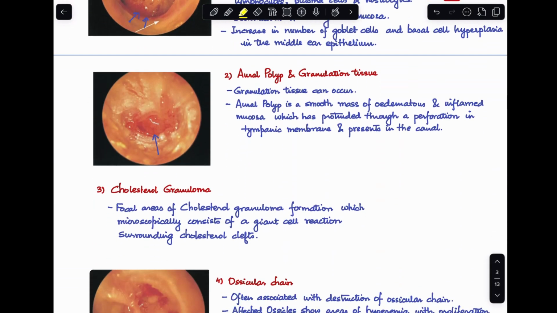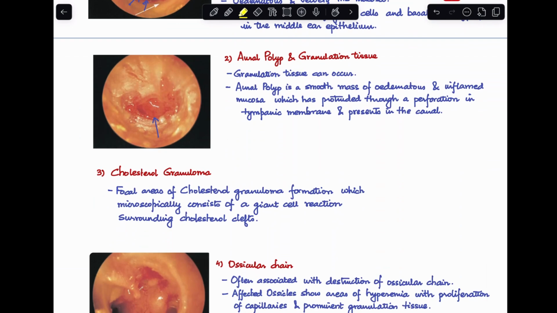Next is the formation of aural polyp and granulation tissue. If you see in the image over here, the one marked with the blue is an aural polyp. An aural polyp is basically a smooth mass of edematous and inflamed mucosa which has protruded through the perforation in the tympanic membrane and is now presenting in the external auditory canal. So this is an aural polyp, and you can see how the rest of the tympanic membrane has granulation tissue all over. So aural polyp and granulation tissue is another pathological change you notice over here.